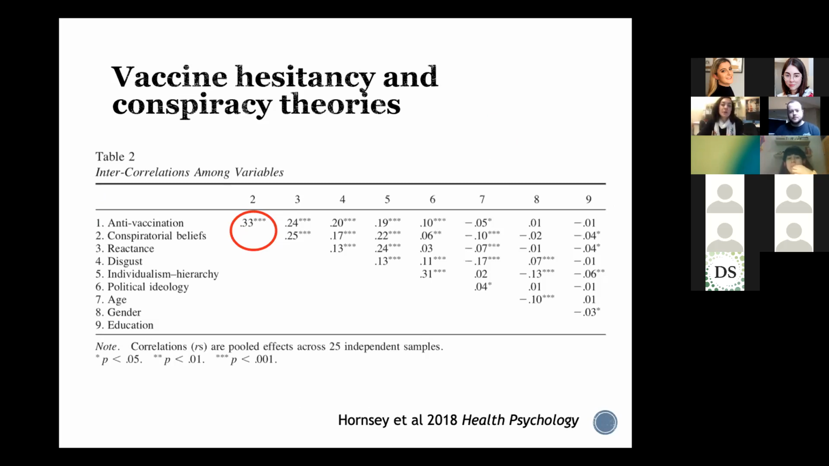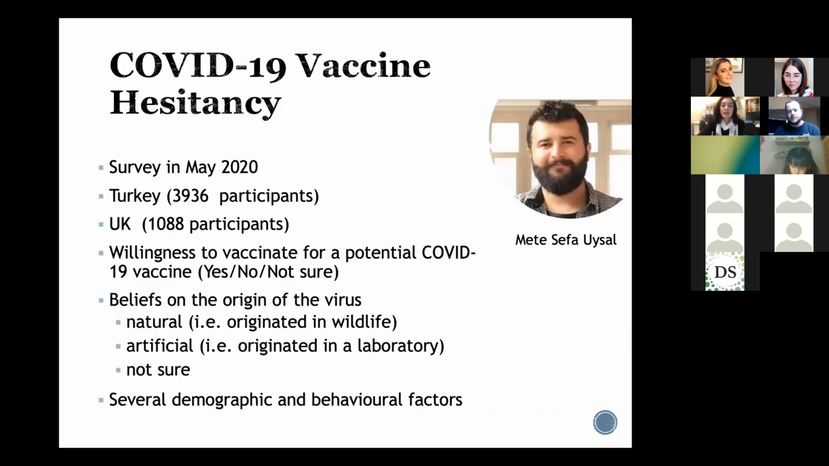One study in 2018 looking at vaccine hesitancy across 24 different countries has shown that the largest correlate of vaccine hesitancy is conspiratorial worldviews. What that suggests is that if a person believed in conspiracy theories, then they were more likely to hold anti-vaccination ideas. So I have been interested in vaccine hesitancy myself.